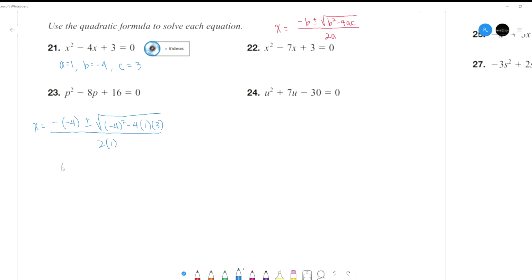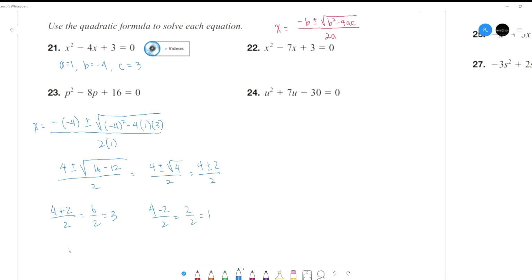Okay, so let's simplify this a bit. We get 4 plus or minus, and then under the radical, you get negative 4 squared is 16 minus 12. So 16 minus 12 is 4. So 4 plus or minus the square root of 4 over 2, that's what? 4 plus or minus 2 over 2. So now the radical simplified into an integer, we can do our two answers. We could do 4 plus 2 over 2, right? Which is 6 over 2, or 3. And then we have 4 minus 2 over 2, which is 2 over 2 equals 1.